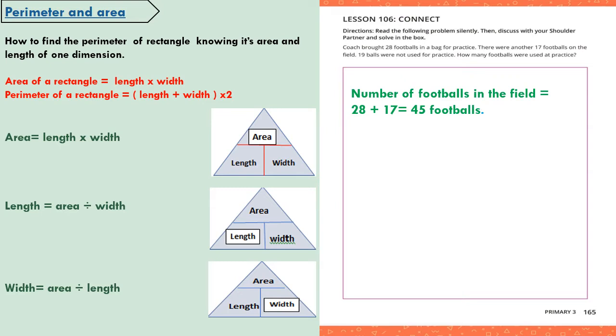Okay, 19 balls were not used for practice. How many footballs were used at practice? So, I will get the total 45 and remove 19 balls. So, 45 minus 19 equals 26.